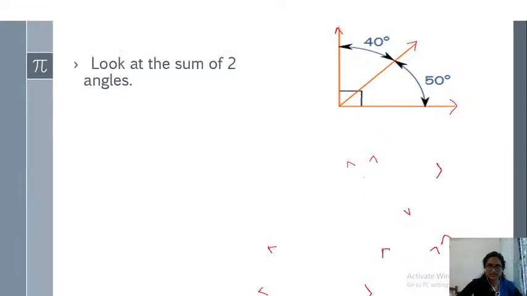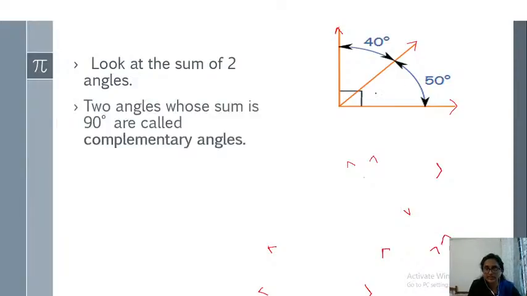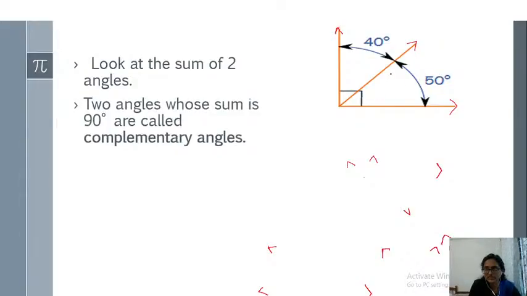So here we have in the figure two angles, 40 degree and 50 degree, and look at the sum. The sum of these angles is 40 plus 50, 90 degree. So, two angles whose sum is 90 degree are called complementary angles. So, what is a complementary angle? We always say complementary when you have two angles and when their sum is 90 degree.